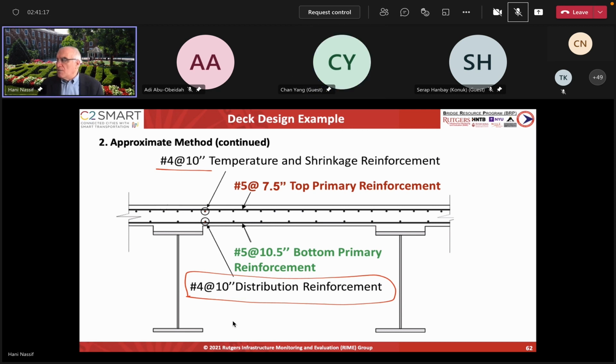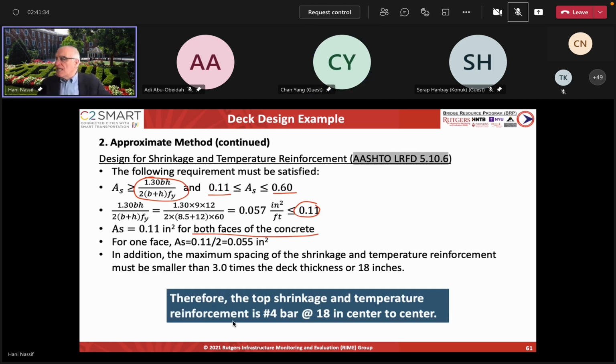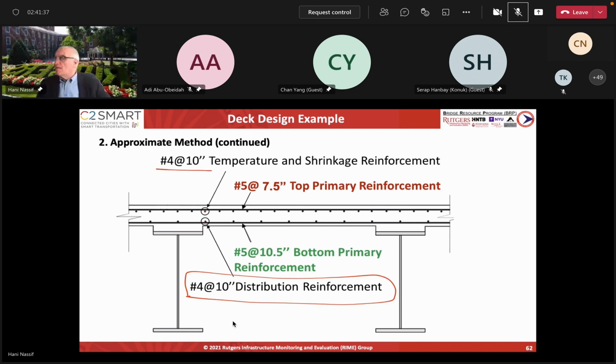But I think the distribution reinforcement was smaller than this. That was number 4 at, let me see, number 4 at 10 inches also? Yes. Okay, so here intentionally we selected the same. So you have the top temperature reinforcement, number 4 at 10 inches. If the distribution reinforcement that we selected was less than that, we would use that part. And if the temperature reinforcement was less than distribution, we would use the distribution reinforcement. So we try to be consistent and, as much as you can, use the same bar number.